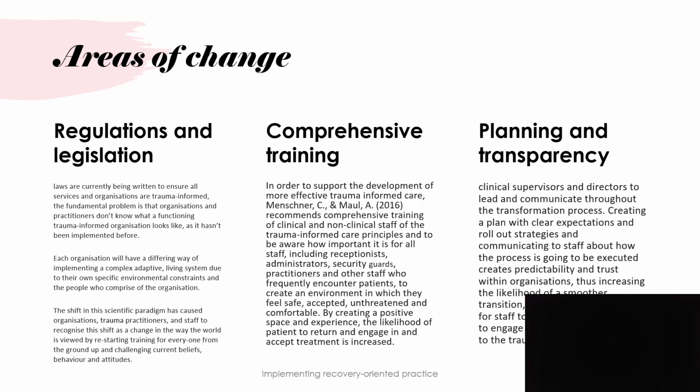A critical assessment of research conducted demonstrates areas in need of change with implementing trauma-informed care practices at a macro, meso, and micro level. However, as laws are currently being written to ensure all services and organisations are trauma-informed, the fundamental problem is that organisations and practitioners don't know what a functioning trauma-informed organisation looks like, as it hasn't been implemented before. Each organisation will have a differing way of implementing a complex, adaptive, living system due to their own specific environmental constraints and the people who comprise the organisation.